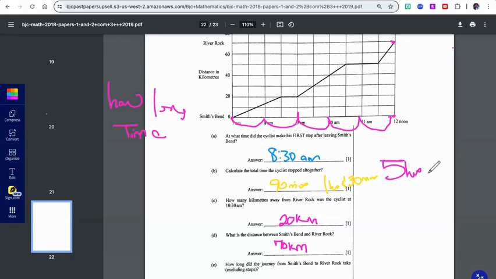Now, earlier we found that the total time the cyclist stopped was 1 hour and 30 minutes. So what we can do is subtract that hour and 30 minutes from the total, because the question says excluding stops. If we subtract that hour and a half from 5 hours, first we subtract 1 hour, then we are left with 4 hours.